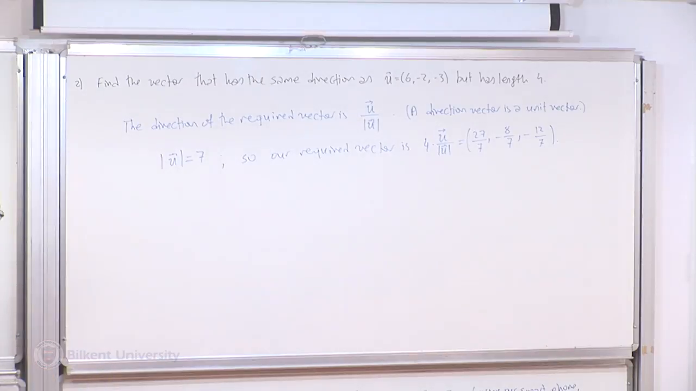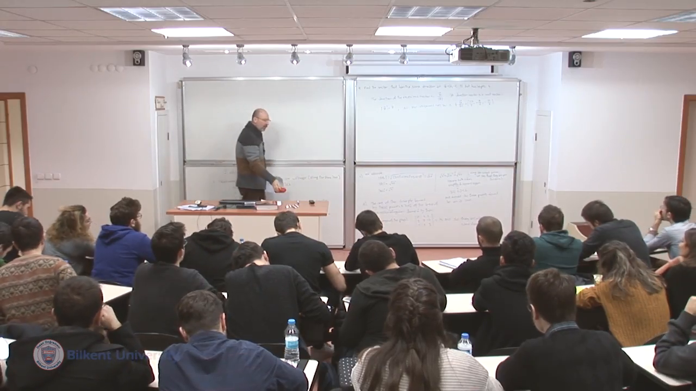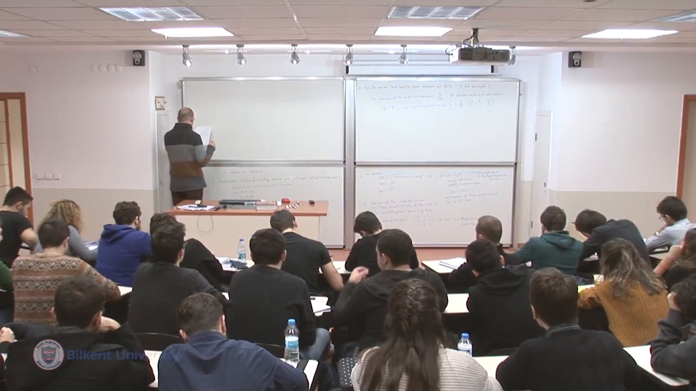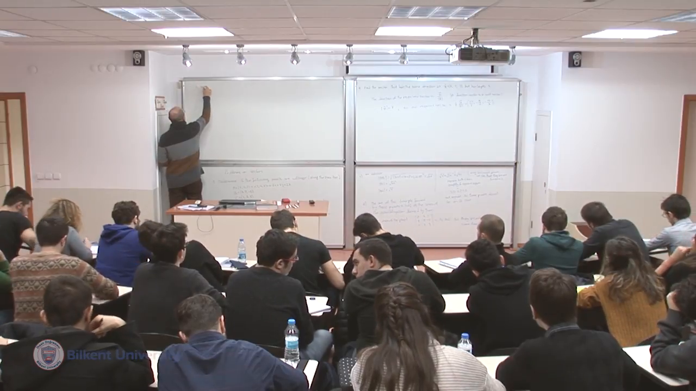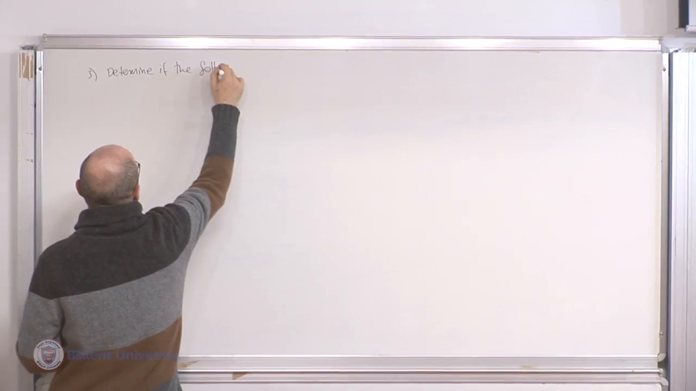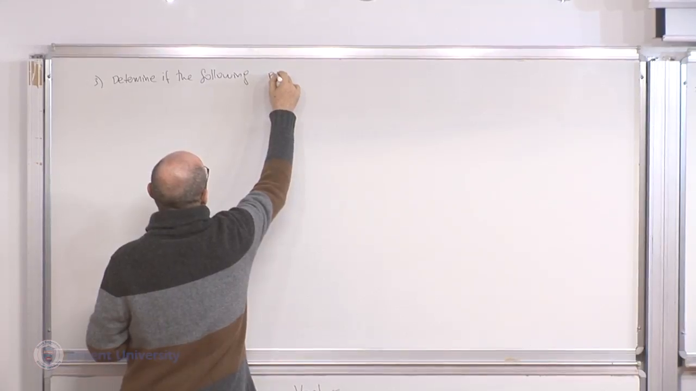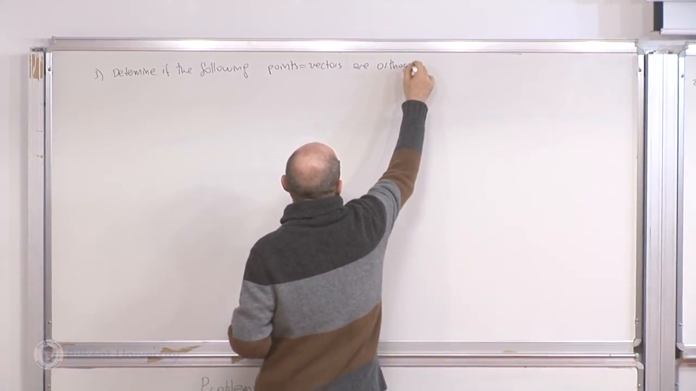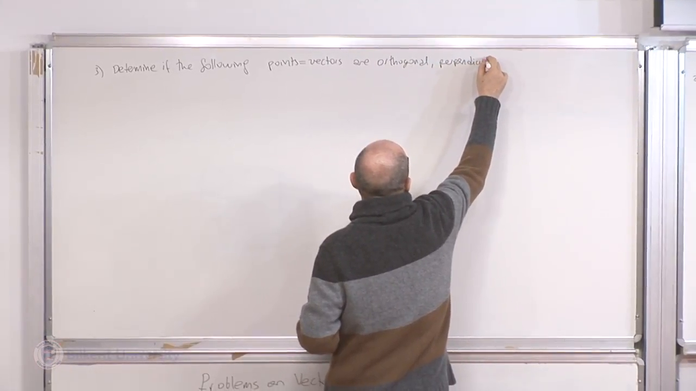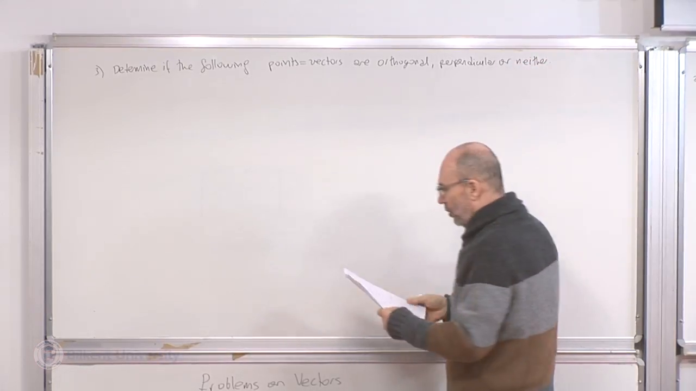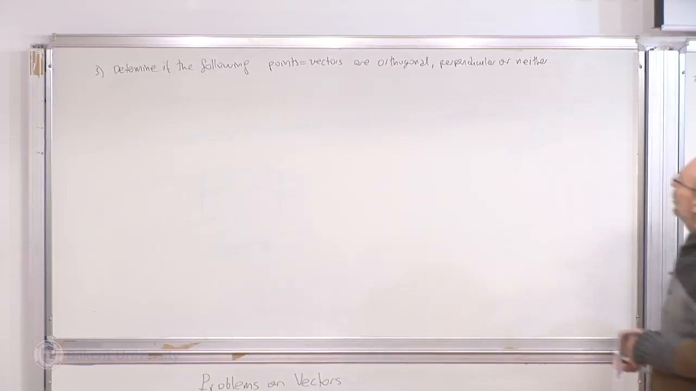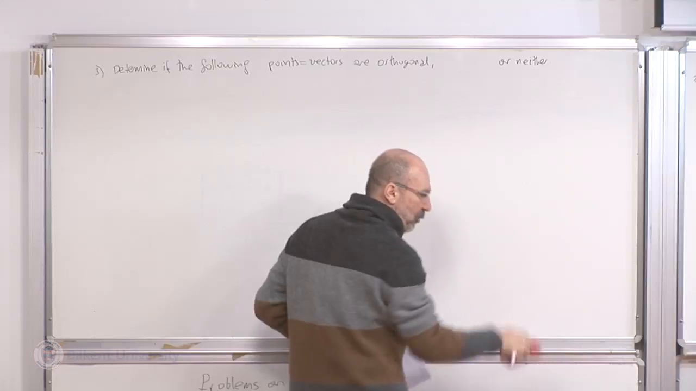Okay, so the next problem is to determine if vectors are perpendicular, orthogonal, or neither. So these are warm-up exercises from the book, which I picked up. So let me write this. We have, I think, 3 cases here. Determine if the following points, in our case we are taking these as vectors, are orthogonal, perpendicular, or neither. Orthogonal and perpendicular are the same thing. So let us change one of them to something orthogonal, parallel.